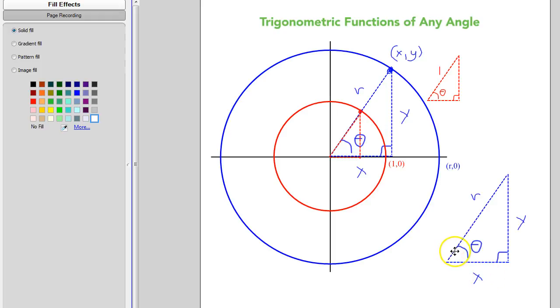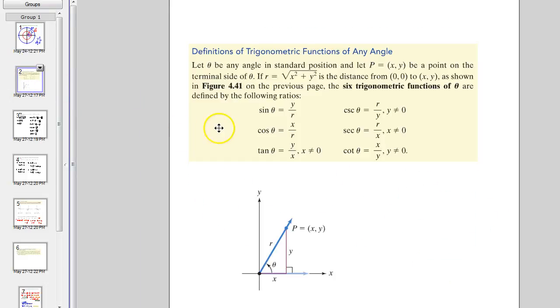So what we're going to see here is cosine is going to be, instead of just x like it was for the unit circle when the radius was 1, x over r. When r was 1, x over 1 was just x, and the cosine was just the x-coordinate. Sine was just the y-coordinate because it was y over 1. Well, now it's going to be y over r, whatever r is. And so we end up with a slight alteration of what it was initially when it was the unit circle.